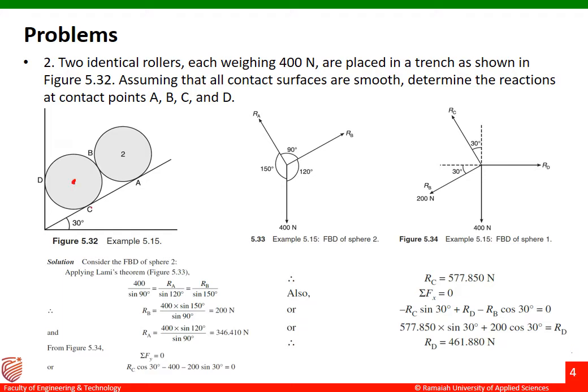Now we'll go for the free body diagram of sphere 1. So now RC is coming here, and I'll draw it like this. I'll take it as RC, and then weight is coming downwards, that is W, and then a reaction is also coming from B, that is from sphere 2. That is called RB. One more force is acting here, that is RD. So this is my free body diagram.